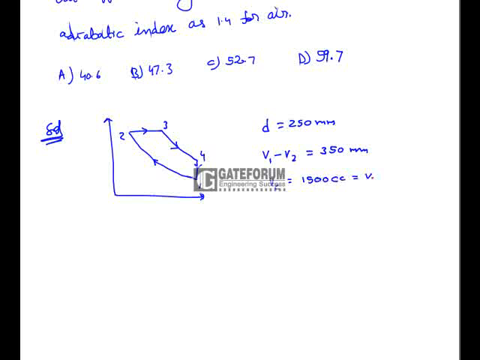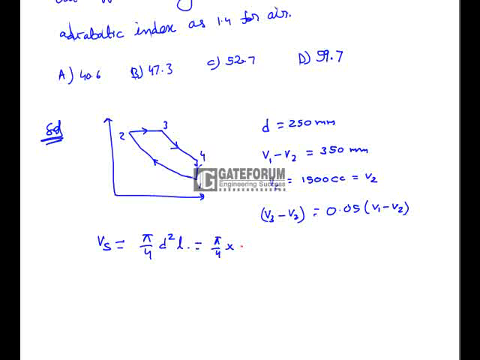Clearance volume is nothing but V2, and fuel cutoff occurs at 5% of stroke, that is V3 minus V2 is equal to 5% of the stroke, that is 0.05 into (V1 minus V2). Here the swept volume, V1 minus V2, is given by pi by 4 d square L. Let us say L is the length of the stroke.